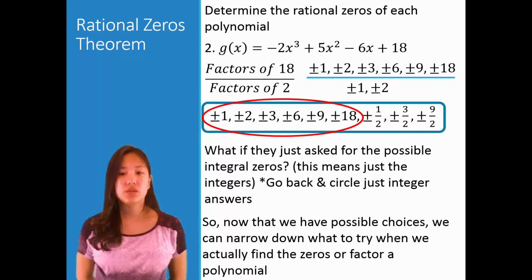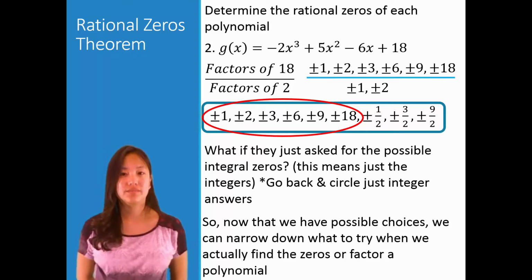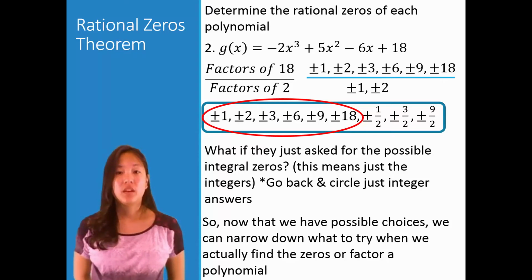So now that we have possible choices, we can narrow down what to try when we actually find the zeros, or factor a polynomial. You're now ready for the first checkup of this lesson.